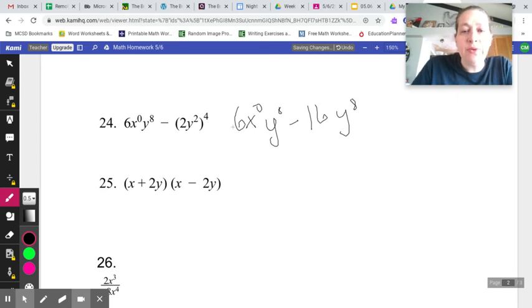Okay. So now we're going to subtract our numbers. So 6 minus 16 is negative 10. X to the 0 is just 1. So we don't really need to do anything with that because 6 times 1 is 6. And then y to the 8th minus y to the 8th would be nothing. So we could just leave it like it is. So just negative 10.